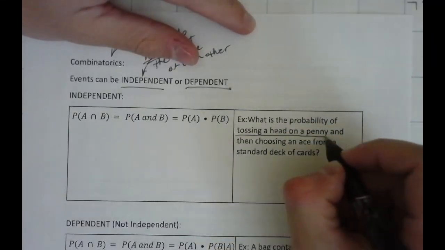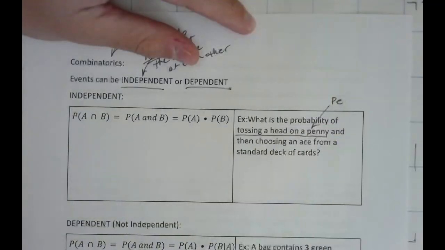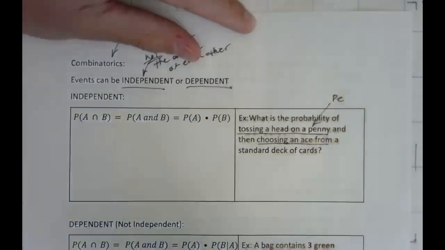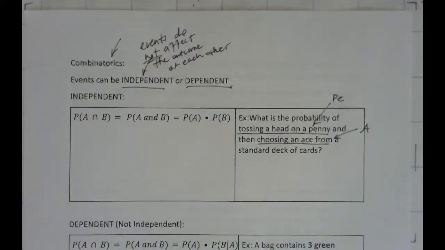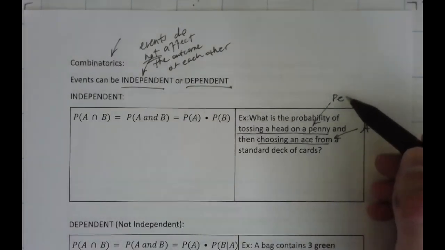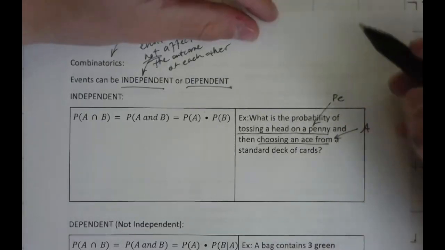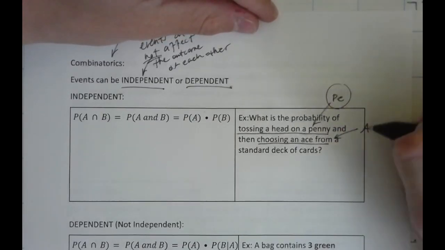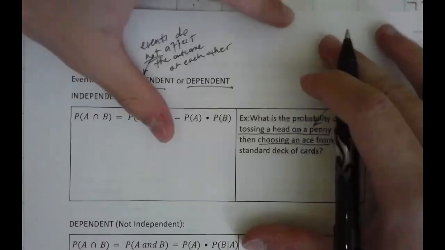Tossing a head on a penny, that's one event. Let's call it PE for penny. Or choosing an ace from a deck of cards, there's another event. Let's call it A for ace. The probability that these events happen is completely unrelated to what happened in the other event, right? How would it make sense that by flipping a head on this penny, you've somehow increased your chances of getting an ace, or decreased your chances of getting an ace? That doesn't matter. It doesn't matter what you flip on the coin.